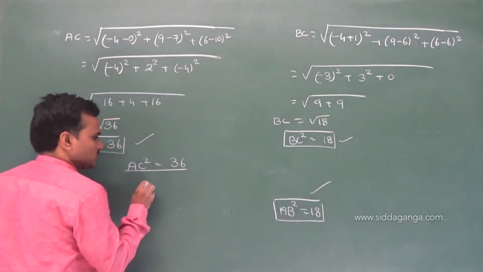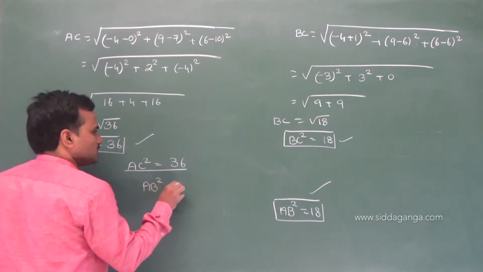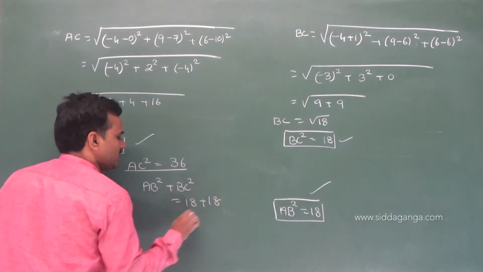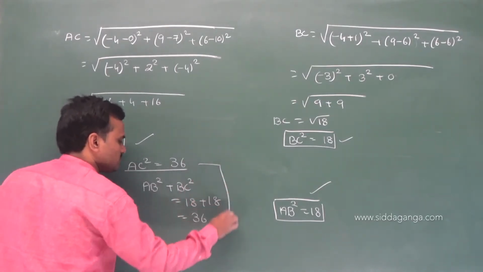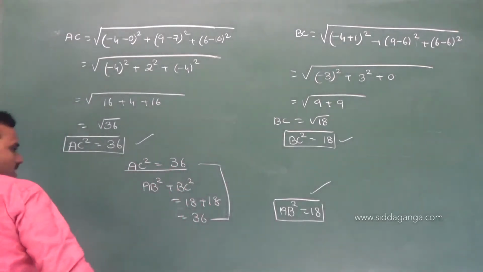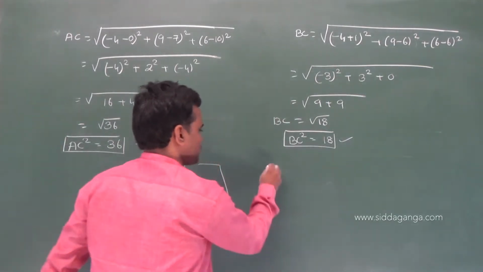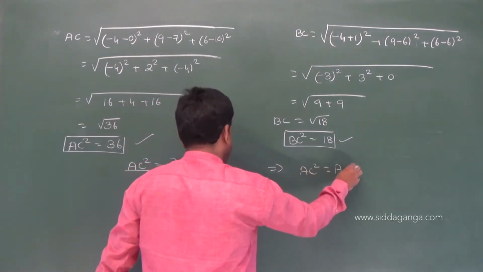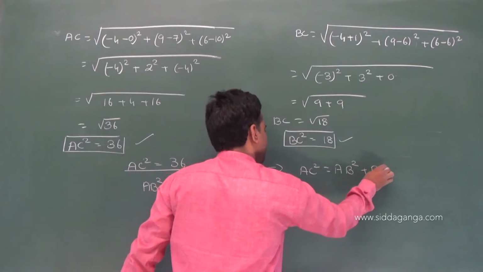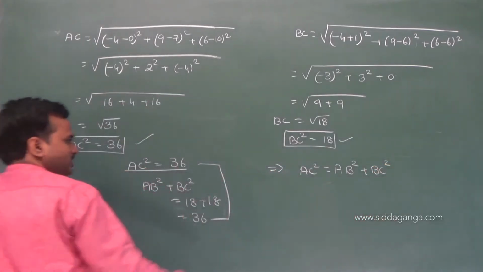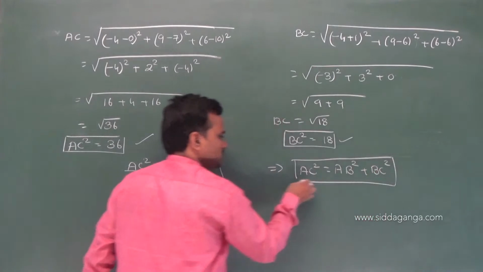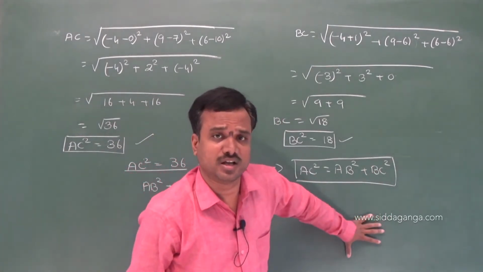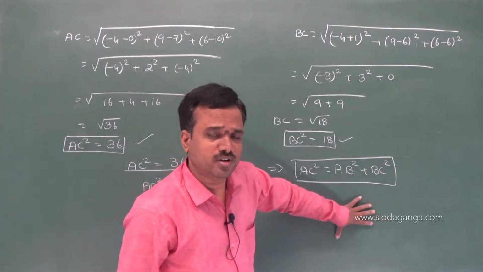Calculate the sum of the other 2 values, AB square plus BC square. AB square is how much? 18 plus 18, that is equal to 36. That implies AC square is nothing but AB square plus BC square, correct? This is nothing but the Pythagoras property of a right angle triangle.